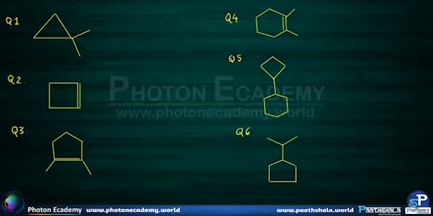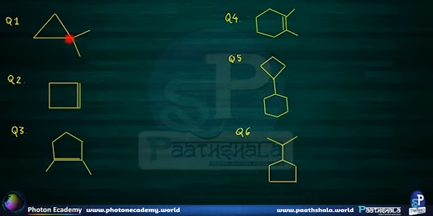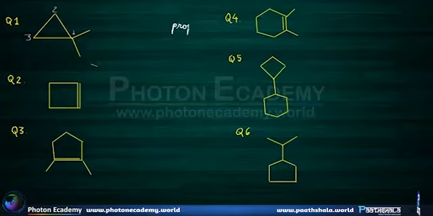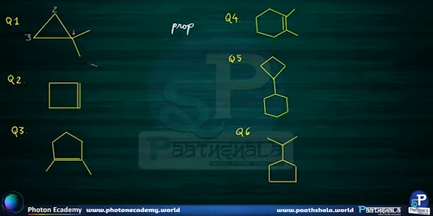In question number 1, we will start by numbering the correct main chain. Numbering will start from this carbon because there are 2 substituents present on this carbon atom. So, from the lowest locant rule, this carbon should be numbered as carbon number 1. Numbering will be done in this way: 1, 2 and 3. So, there are 3 carbon atoms present in this chain, and the word root will be prop. And as there are no double or triple bonds, the primary suffix will be ane.